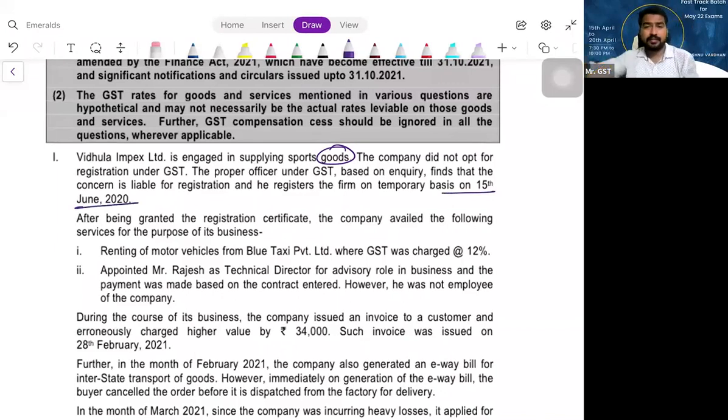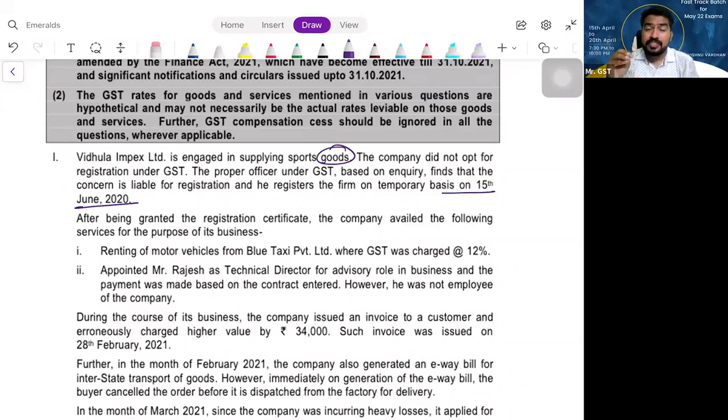Temporary registration granted. Do you remember any provision regarding this? Whether a proper officer can do so? Those who have revised chapter number 7 registration, you can recollect, I guess. Suo moto registration by proper officer. In what cases, if the proper officer finds that you are liable for registration, but still you have not registered, in any of his inquiry or search or inspection, whatever it is, then he can grant you the temporary registration. Correct? Yes. You're able to recollect at least.